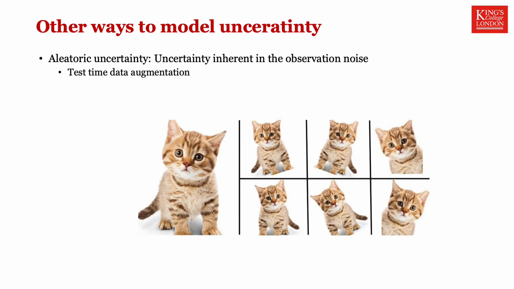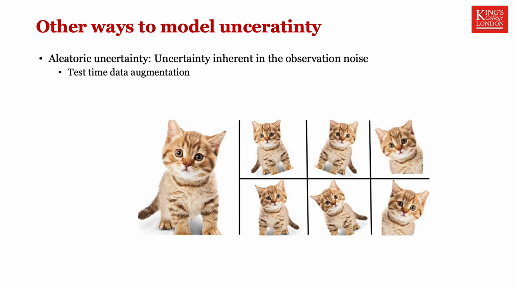So if you were to, for example, try to model uncertainty, one way that you can do it is to try to model the aleatoric uncertainty. So the uncertainty that is inherent in the observation noise. Because it's a type of uncertainty that depends on the input data and perturbations and the different realizations of the input data, one thing that we can do is to change the input data itself, because we know how to do that, and see how the model reacts to those perturbations.